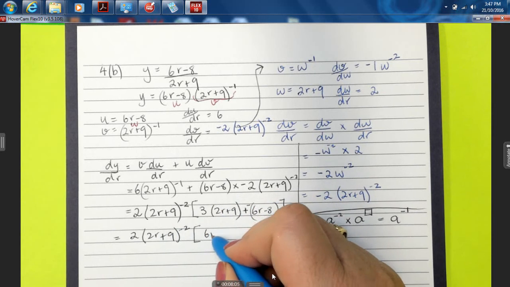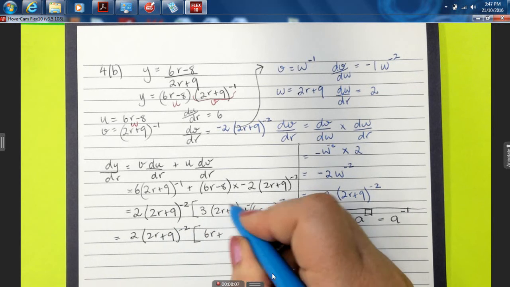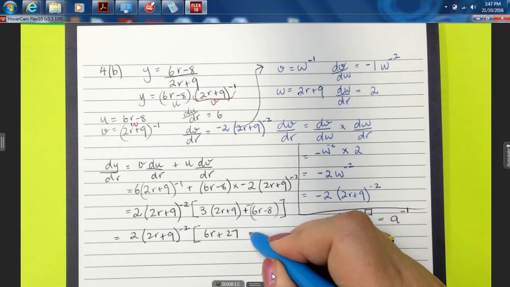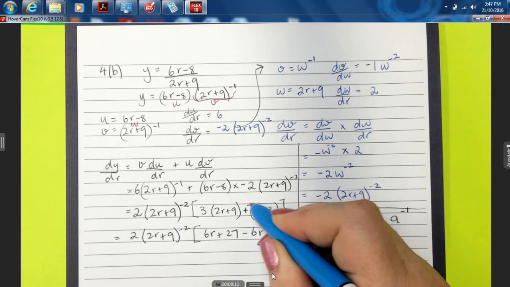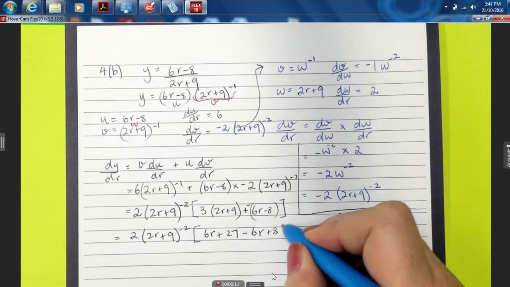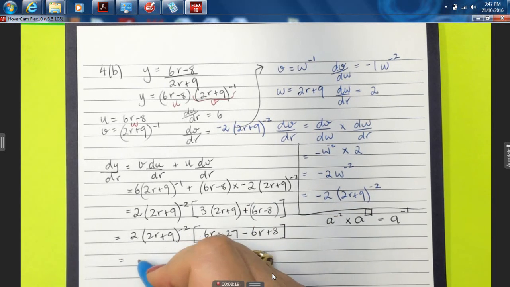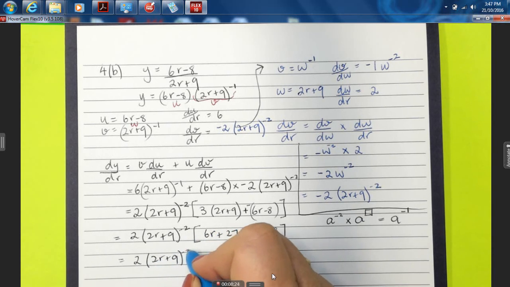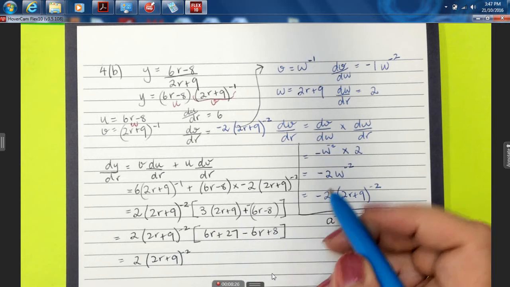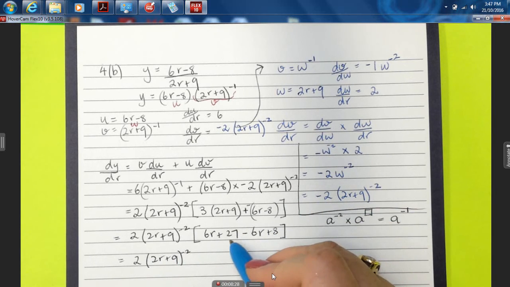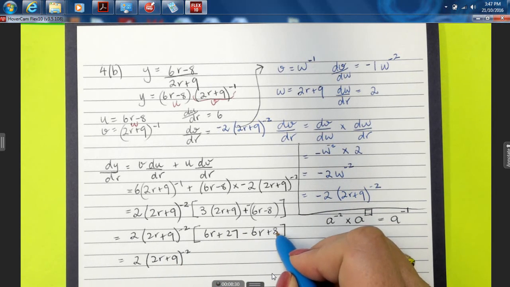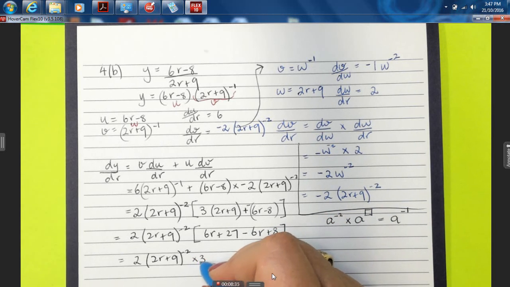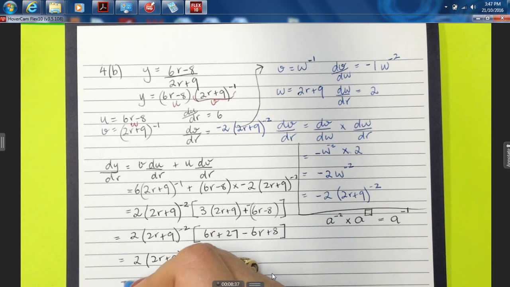Expand this. 6r plus 3 9s are 27. And minus everything in there. Minus (6r - 8) is plus 8. Oh, looks like we've got some good cancelling going on here. So 6r minus 6r, gone. 27 plus 8 is 35. So times 35. Let's put that 2 and 35 together.